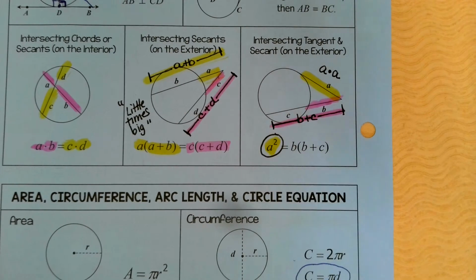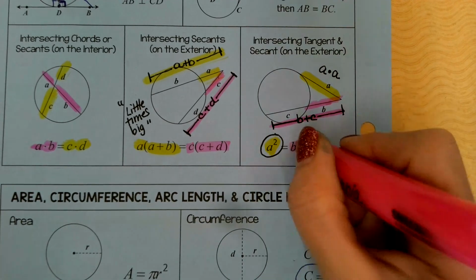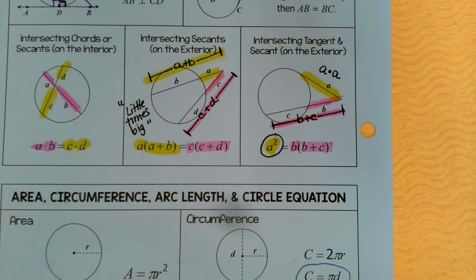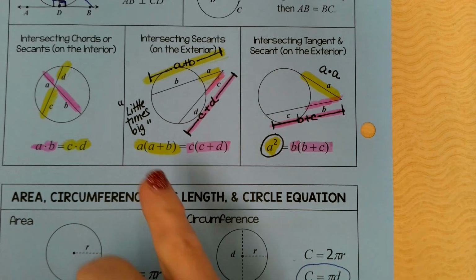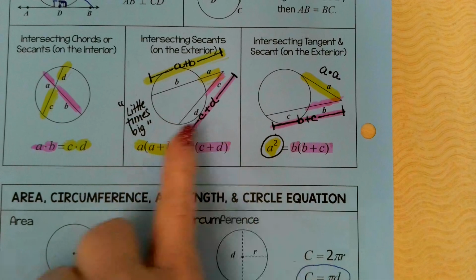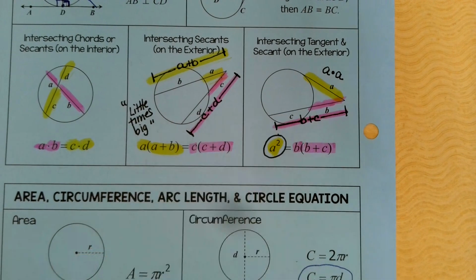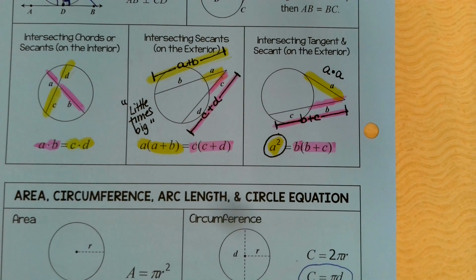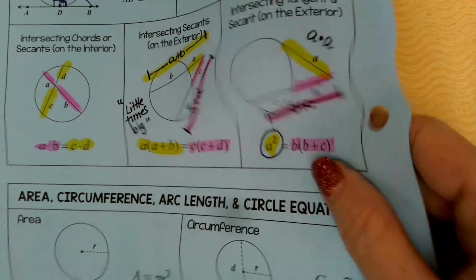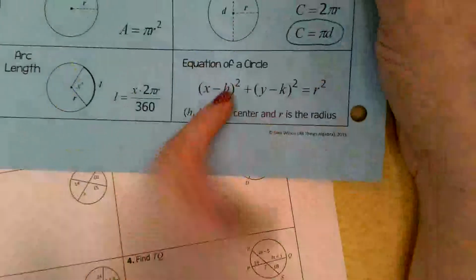This is why your formula sheet is going to be very useful to you with this lesson, because you are going to have to slow down and really think about what these are telling you to do. This one's easy, but these you're going to have to really think about. The only thing left on here that we haven't covered is arc length, which we're not going to cover, and then at the bottom the equation of a circle, which we will get to in the next set of notes. Okay, go to your notes.